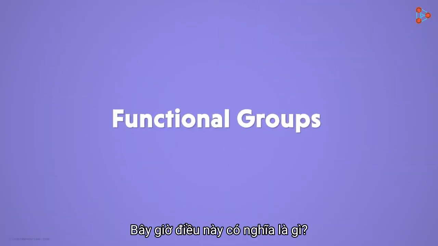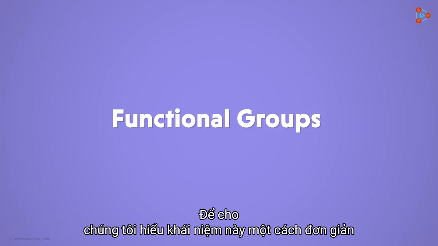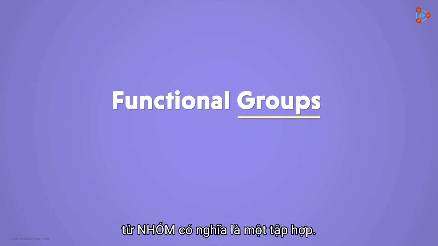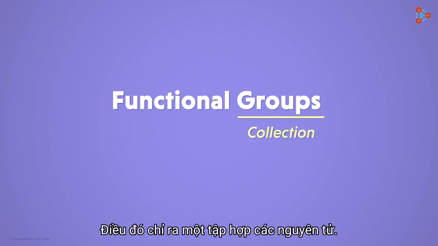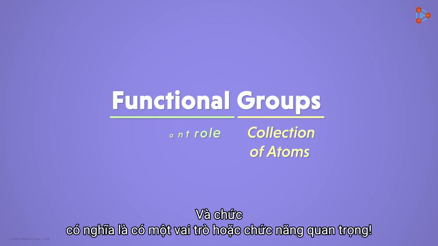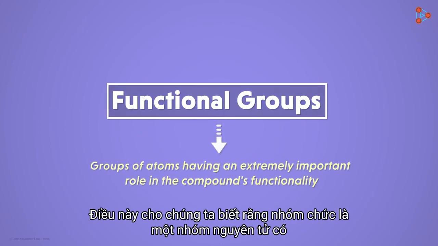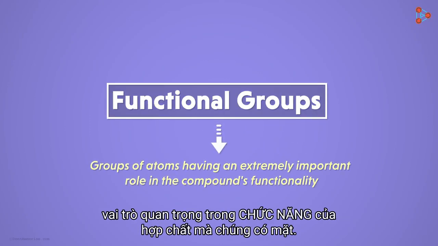Now, what could this mean? Let us understand this concept in a simple manner by splitting the terms. The word groups means a collection. That indicates a collection of atoms. And functional means having an important role or function. This tells us that the functional group is a group of atoms that have an extremely important role in the functionality of the compound that they are present in.